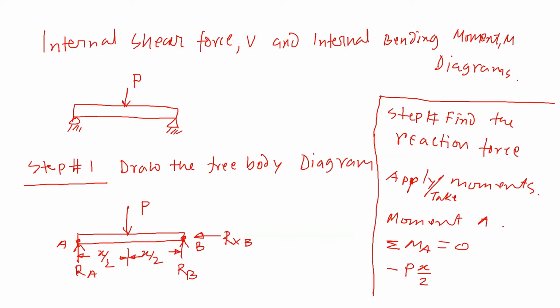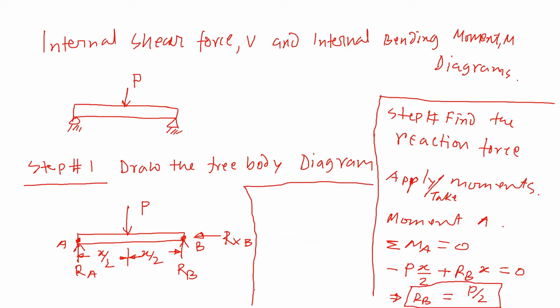So we are taking moment with respect to point A. So this will make an anti-clockwise moment, RB. So that's positive, plus RB, and the distance is x, is equal to 0. So RB is equal to P by 2. So P by 2 is the reaction at point B.